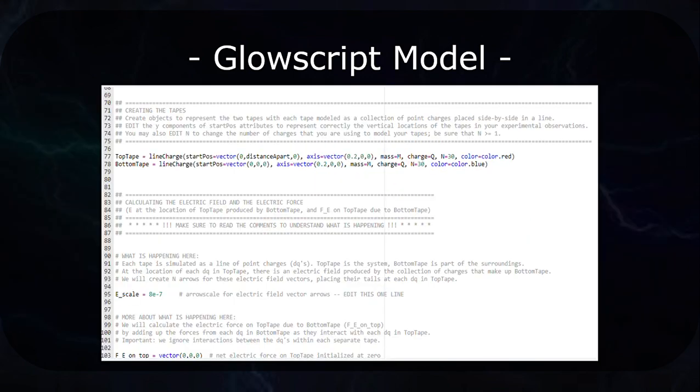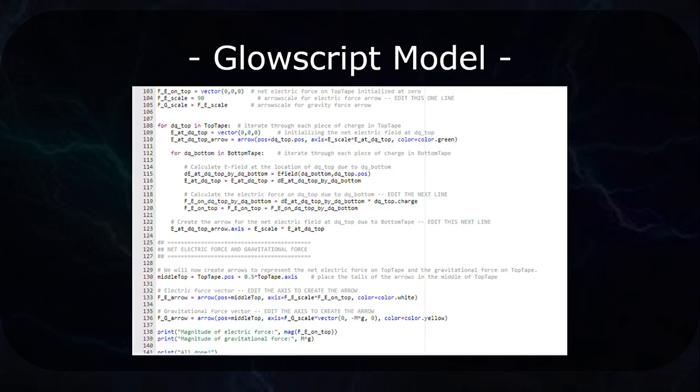And in this image is the top tape and bottom tape, which initialized the top tape and the bottom tape in the Glowscript model. And then there's also the electric field scale used in calculating the electric field arrows shown in the model. And this image is the calculation of each electric field from the bottom tape on the top tape and their respective arrows, in addition to the electric force arrow and the gravitational force arrow at the bottom.